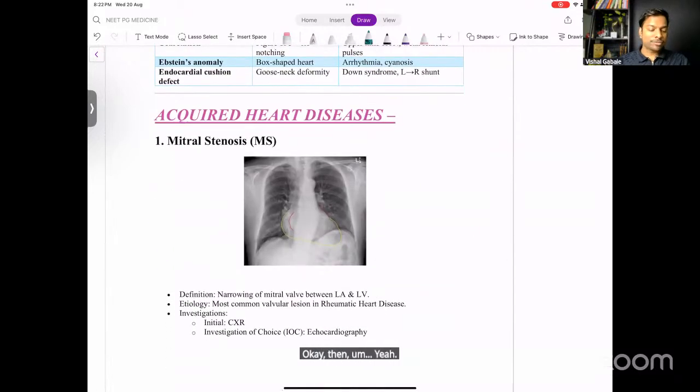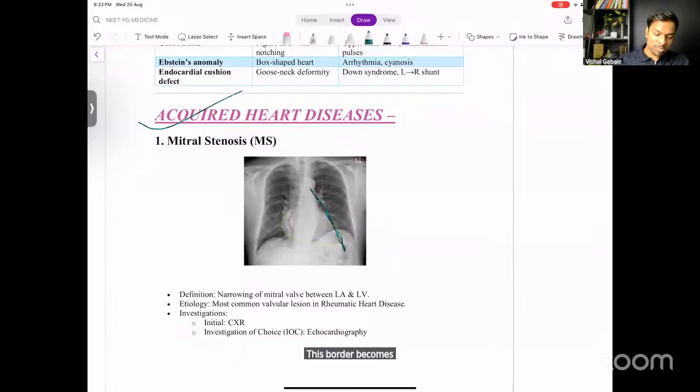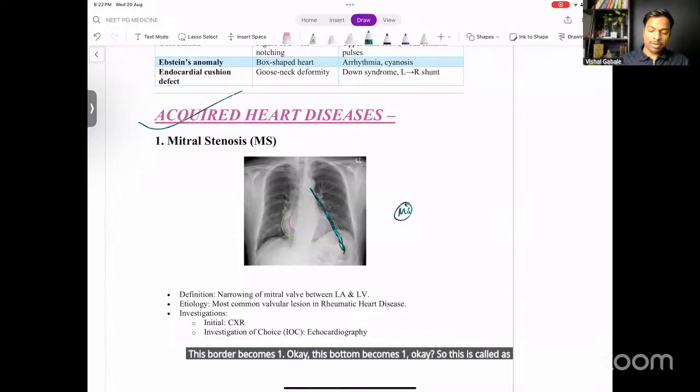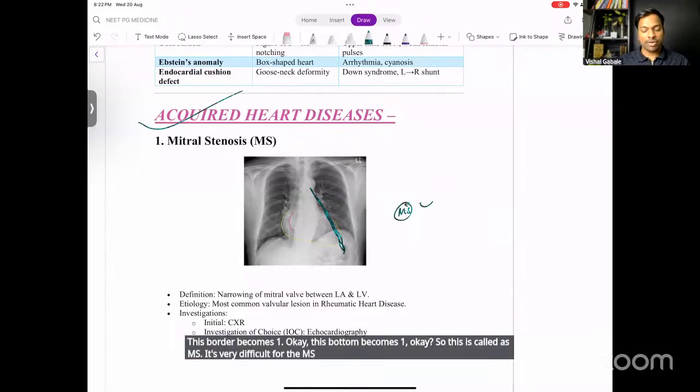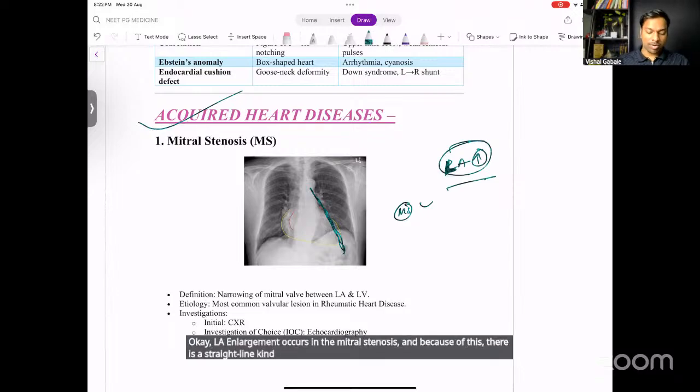Then we have certain acquired heart defects like mitral stenosis. So in mitral stenosis, what happens? This border becomes one. Okay, so this is called MS. It's very typical for MS. The left heart border line becomes straight because of the RA enlargement. Sorry, LA enlargement. LA enlargement occurs in mitral stenosis, and because of this, a straight line kind of appearance occurs.